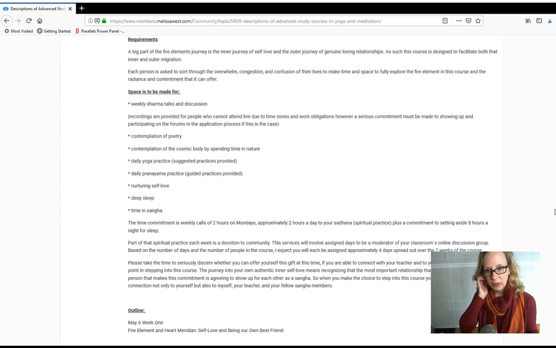So as far as requirements go, a big part of this fire element journey is the inner journey of self-love and the outer journey of genuine loving relationships. So the course is designed to facilitate both the inner and outer migration. And each of us that decide to step into this course on the fire element is asked to sort through the overwhelm, the congestion, the confusion that now comes from the small intestine meridian of their lives, and to make the time and space to fully explore the fire element in the course.